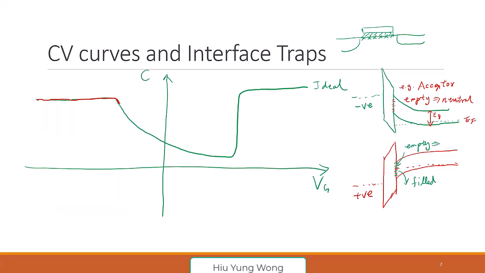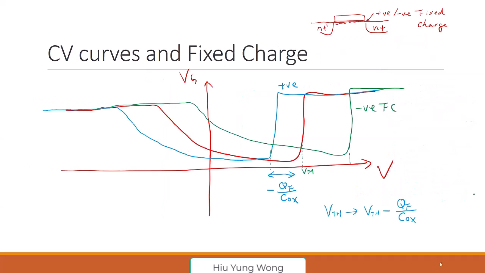If you are empty, you are neutral. You have no effect. I can ignore you. Those are filled. Are they negative or positive? Negative. I mean, charge, not bias. Negative charge, right? So then it means that this is just equivalent to having negative fixed charge. We already learned that what happens if you have negative fixed charge? What happened to the curve? It shifts to the right, correct?